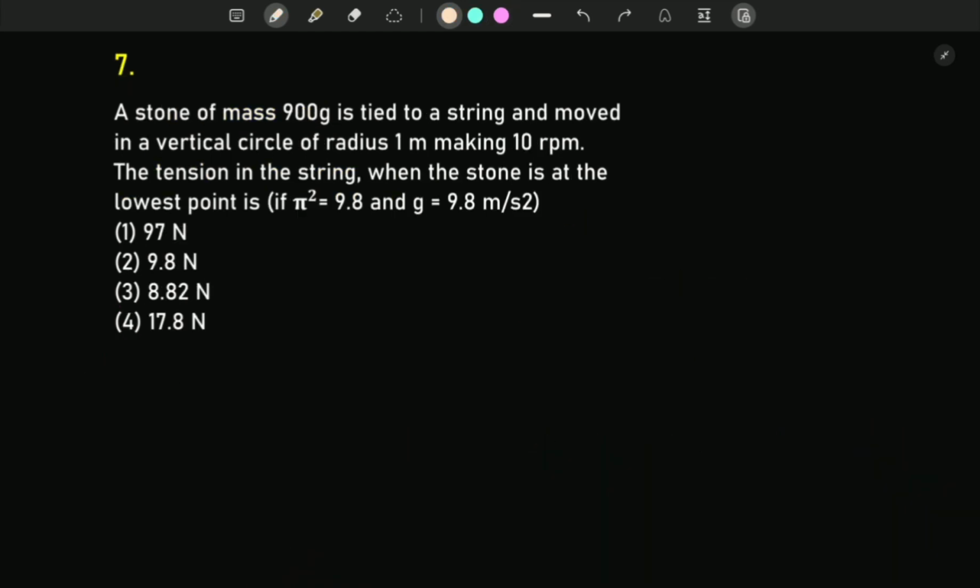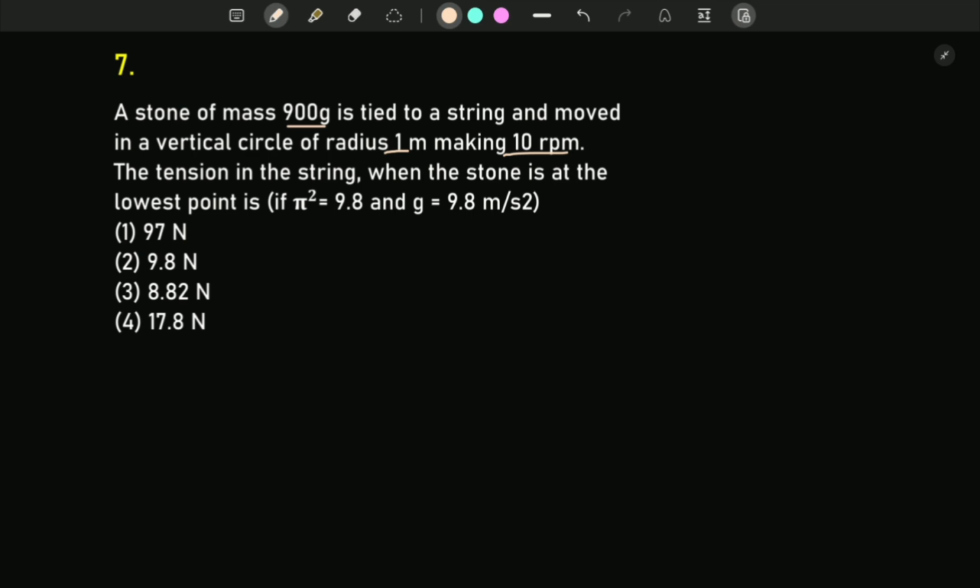Now this question says a stone of mass 900 gram is tied to a string and moved in a vertical circle of radius 1 meter. So 900 gram, 1 meter, and making 10 rotations per minute. These are the important things we are given in the question. We need to find the tension in the string when the stone is at the lowest point.